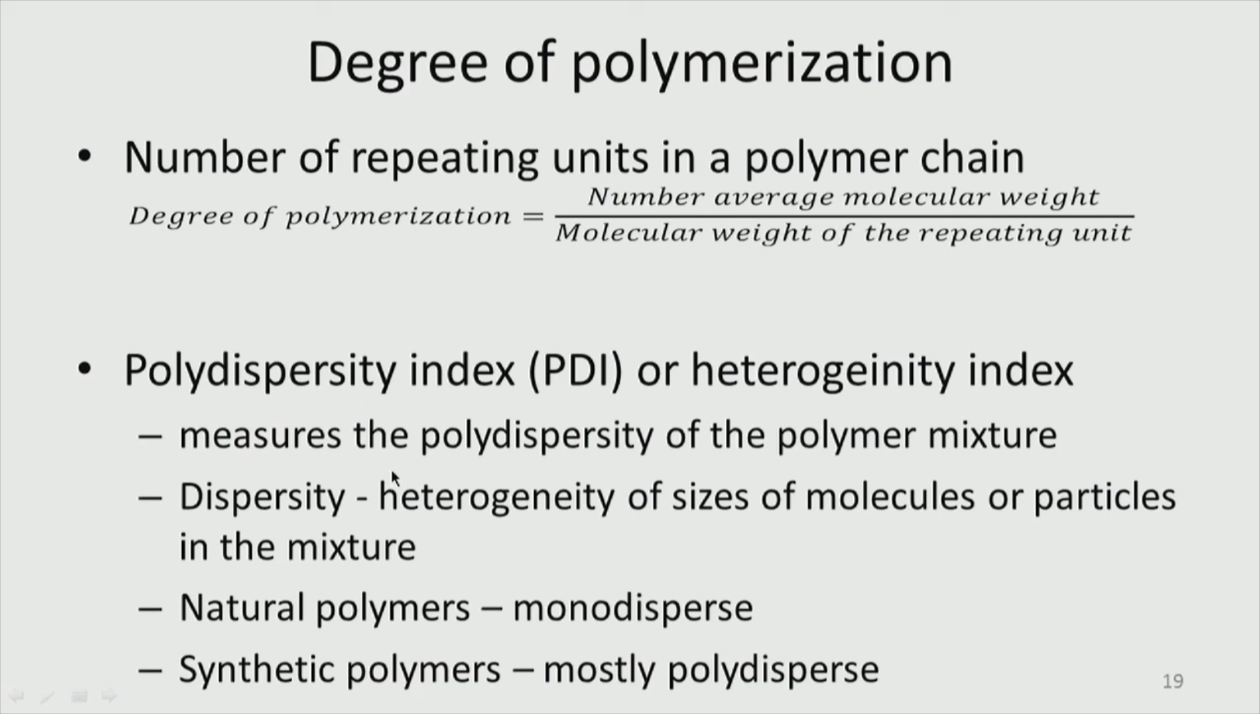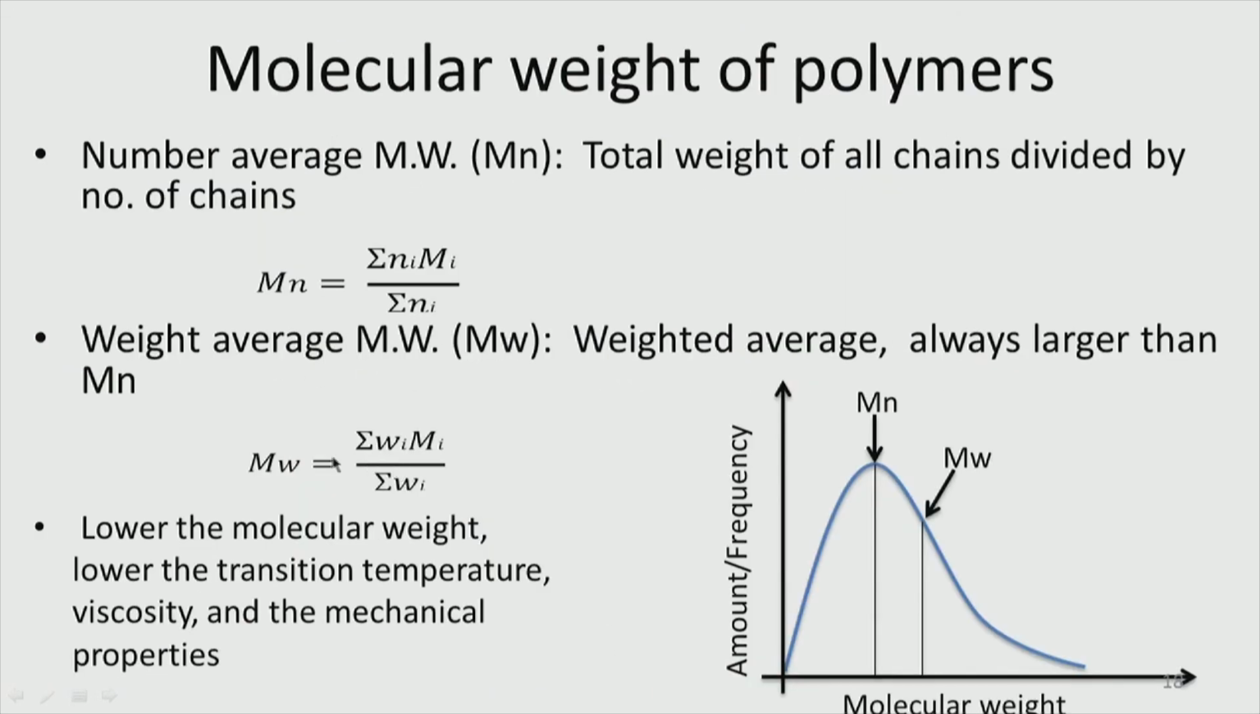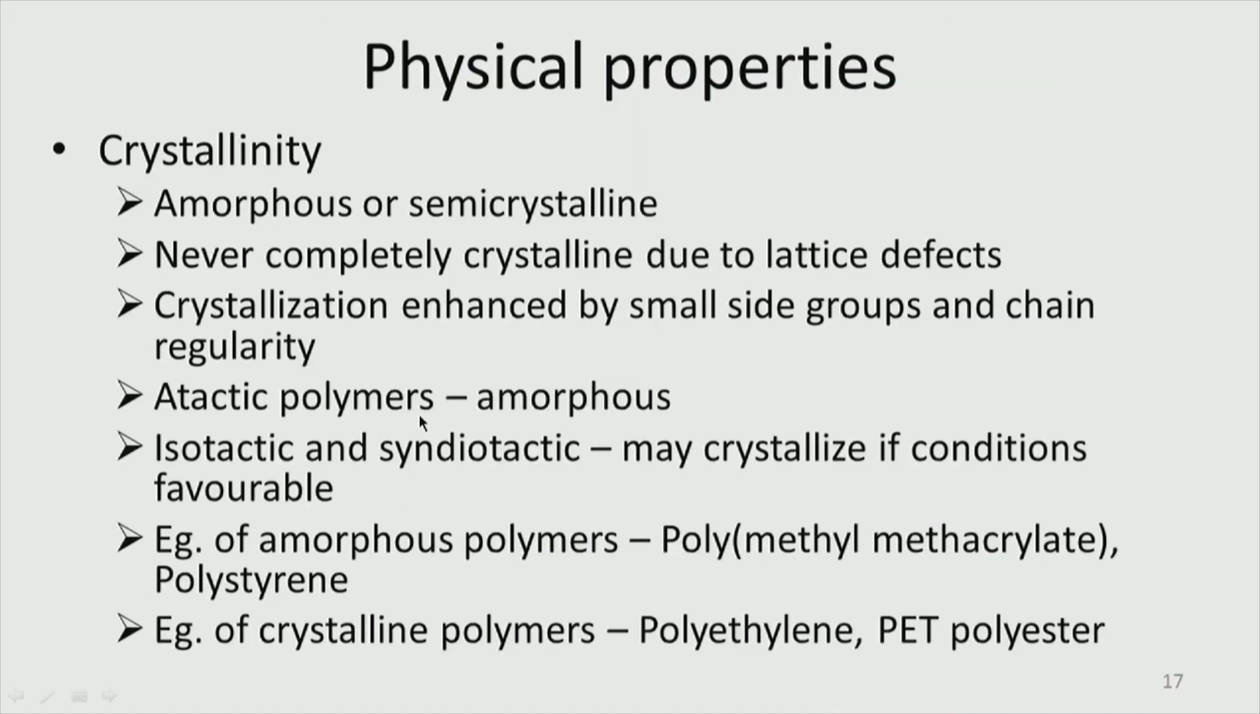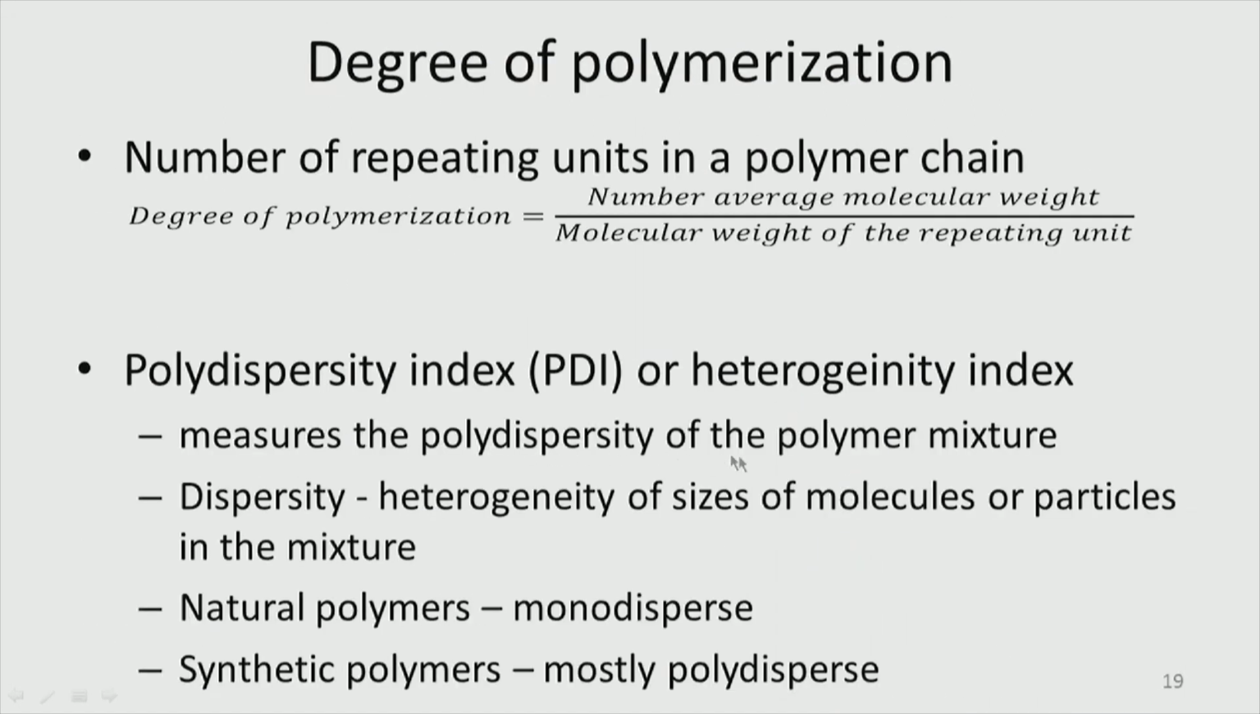As I said, polydispersity, that is Mw by Mn, measures the heterogeneity of sizes. Natural polymers are monodisperse, synthetic polymers are mostly polydisperse.